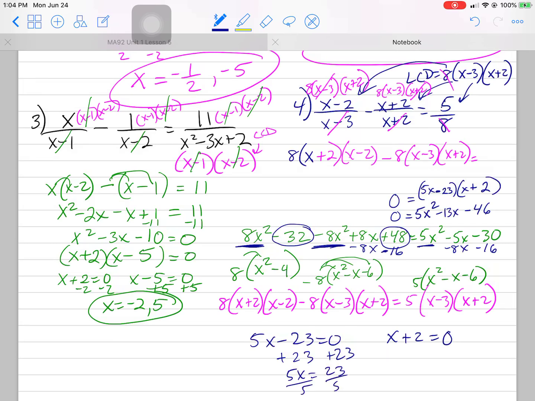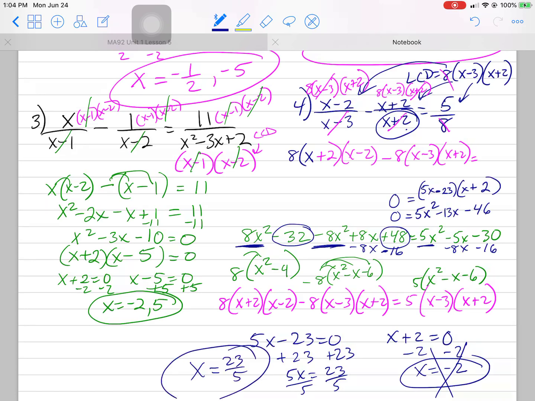x equals 23 divided by 5, and this one's going to be x equals negative 2. Now, go way back up to the top. Are we allowed to have an x equals negative 2? We are not, because that would make that term undefined way back here. So that's an extraneous answer. Do not put that in your solution set. Okay, so that means the only answer we have for this one is this weird 23 over 5, which is correct. Okay. I will have to make another video for the next one.